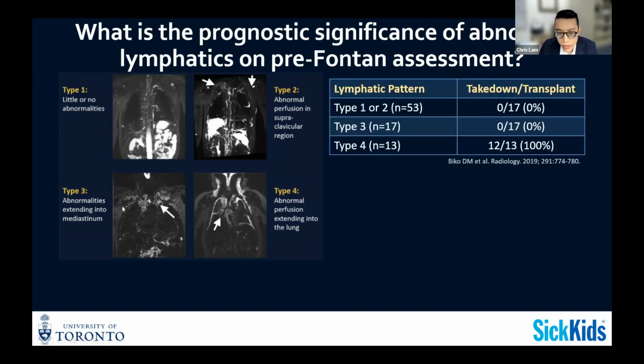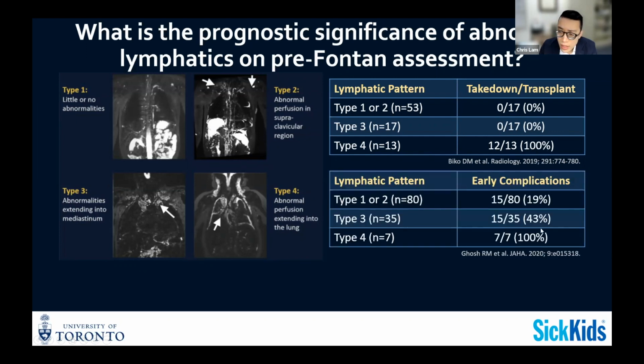Using this classification, they found that types 3 and 4 had progressively longer duration of effusions and hospital stay, and type 4 had almost universal takedown, either takedown or transplant. I think it was 100%. I have to check that again.